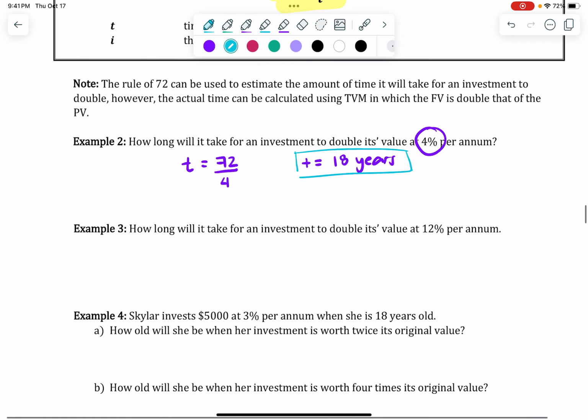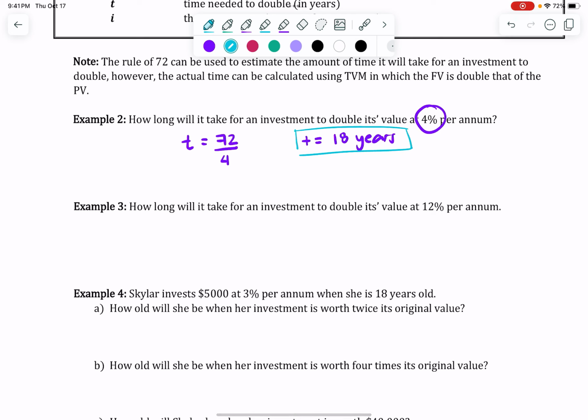Okay, next one. Same question, but how long does it take for the investment to double its value at 12% per annum? Another thing that I'll notice as a hint, I'm just copying things down here. Something else that helps me know it's rule of 72, other than the fact that I can't do TVM and I can't do the simple interest calculations because I don't have enough information, is that the rule of 72 talks about doubling time.